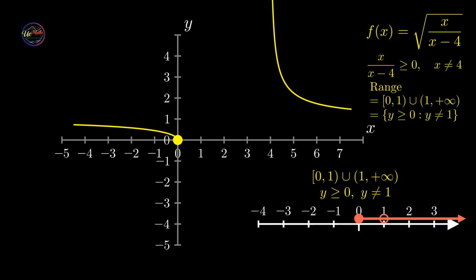Therefore y equals 1 is never achieved. The range is the closed interval from 0 to 1, union the open interval from 1 to positive infinity. Range equals the set of y such that y is greater than or equal to 0 and y is not equal to 1.